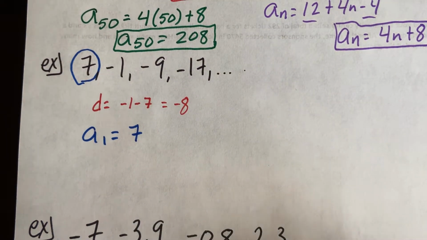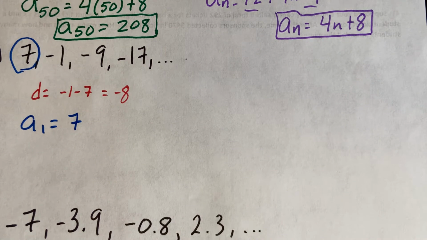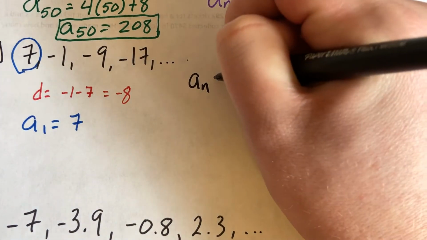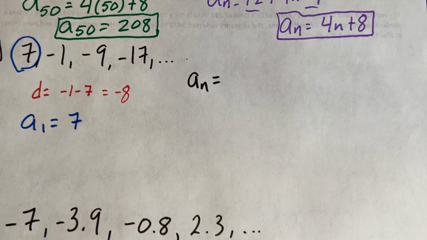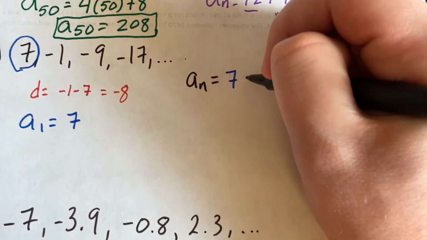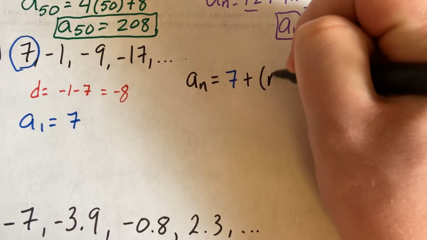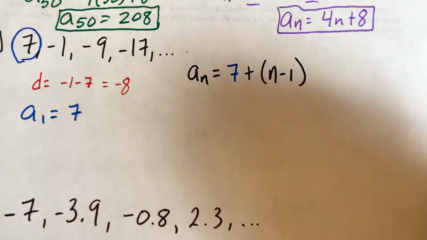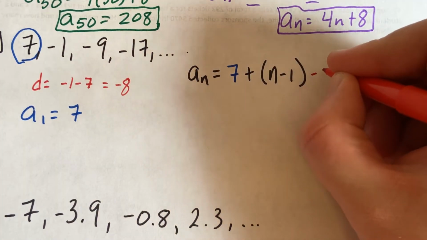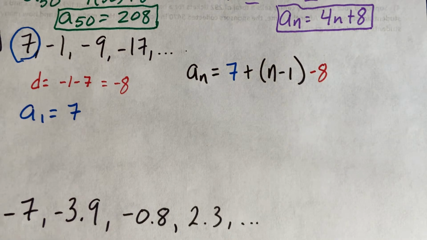All right, so now that we've got the two pieces that we need, we can go ahead and build our equation. Our sequence a sub n is equal to a sub 1, the first term in the sequence that we said to be 7, plus n minus 1, a term number minus 1 to go back to our previous number, times a common difference. In this particular case, we found our common difference to be -8.